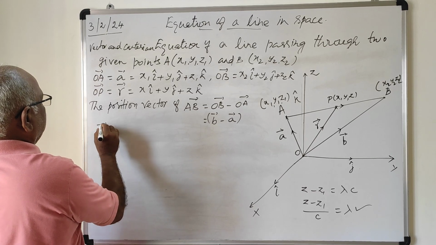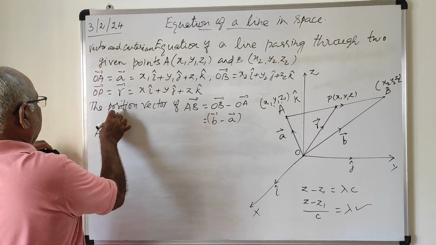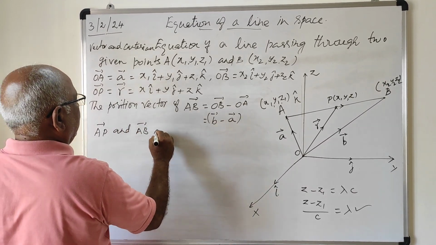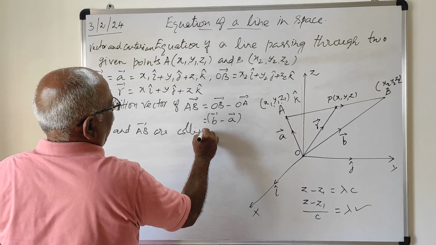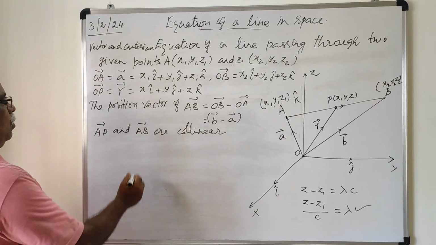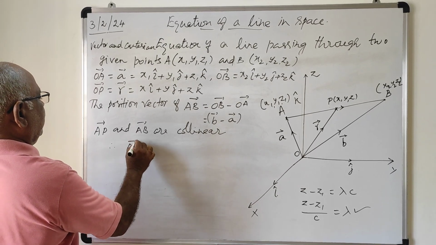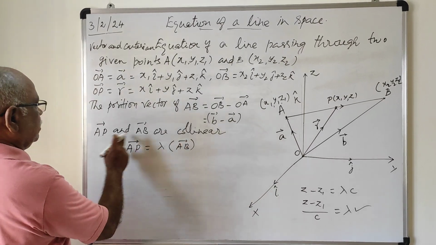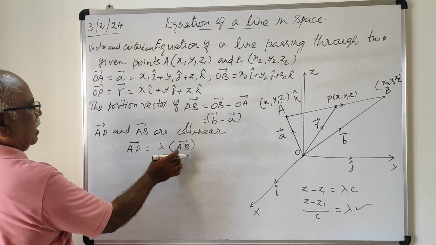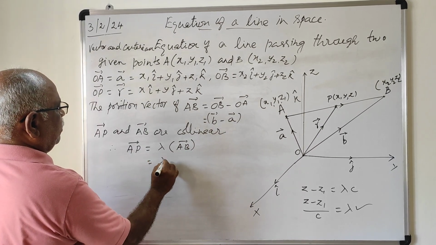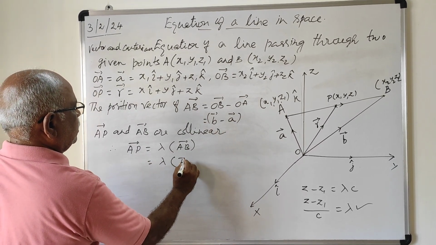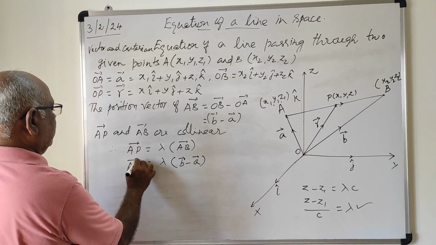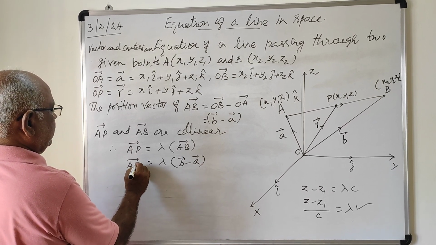Vector AP and AB are collinear vectors. Therefore, AP vector is some scalar times the AB vector. Since the two vectors are collinear, one vector, AP, is some scalar times the other vector, AB. That is, lambda times the AB vector, which we derived as B minus A. So AP vector is lambda times B minus A.